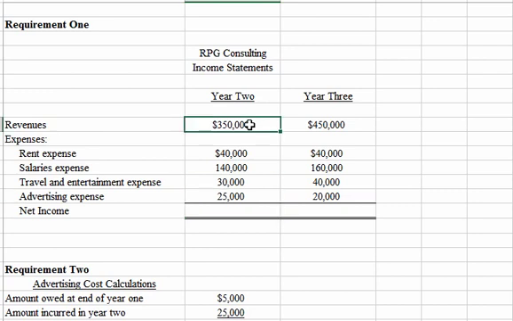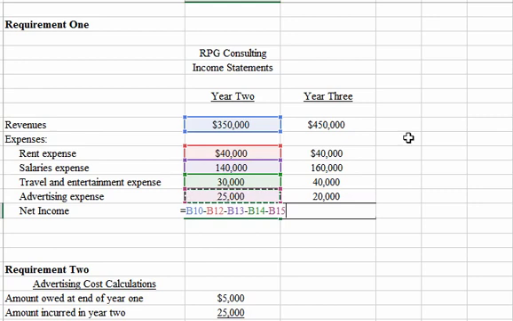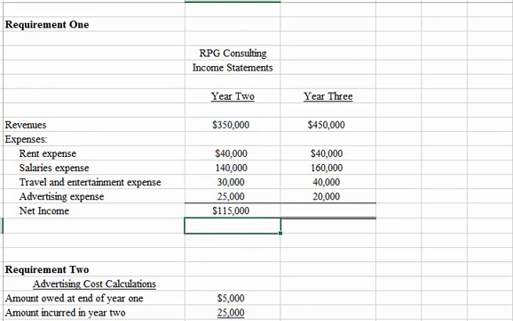So we'll take revenues, $350,000. To get net income, we'll say it equals revenues of $350,000 minus all of our expenses, $40,000 for rent, $140,000 for salaries, $30,000 for travel and entertainment expense, and $25,000 for advertising expense. That gets us net income of $115,000 for year 2.